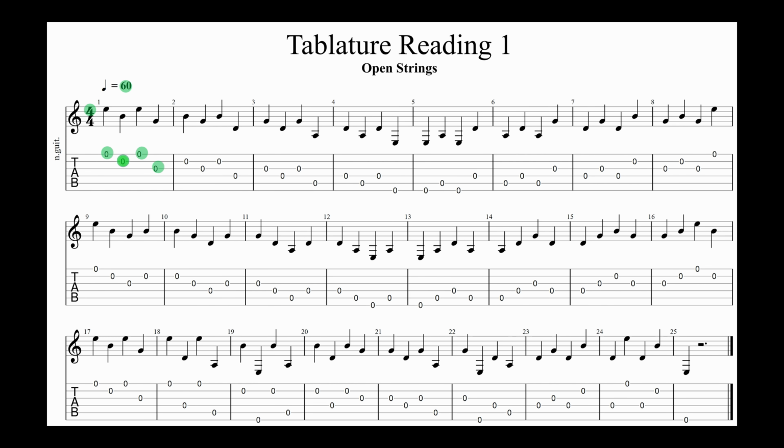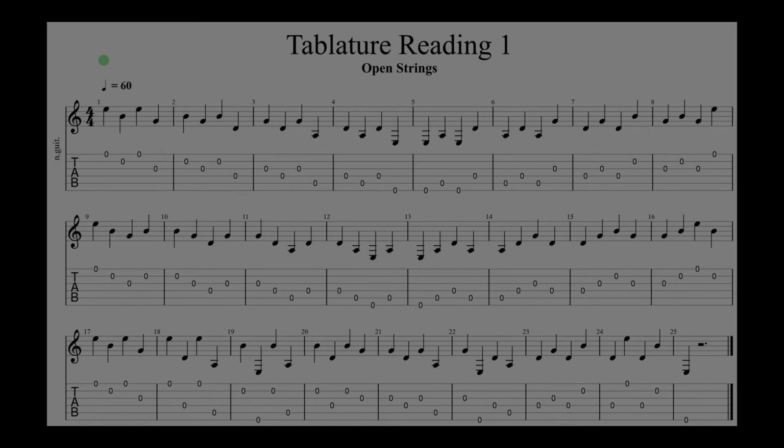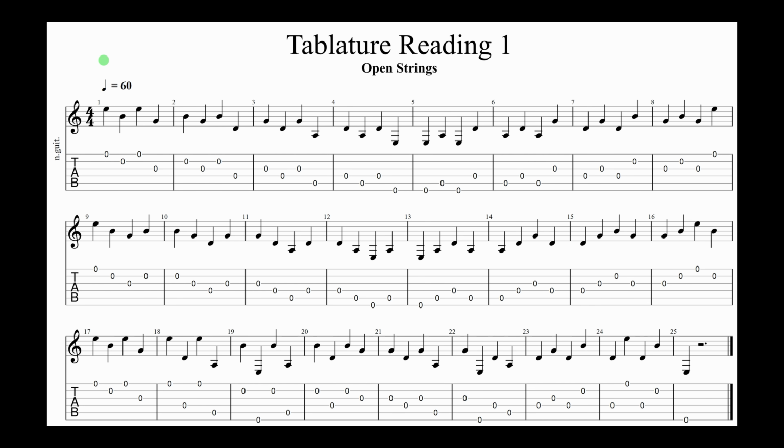Okay, I'm going to set the metronome to 60 beats per minute. I'll give a 4 count, and we'll begin. 1, 2, 3, 4. E, B, E, G, B, G, B, D, G, D, G, A, D, A, D, E, E, A, E, D, A, D, A, G, D, G, D, B, G, B, G, E.